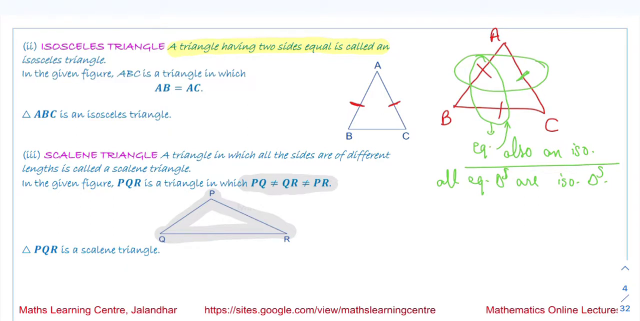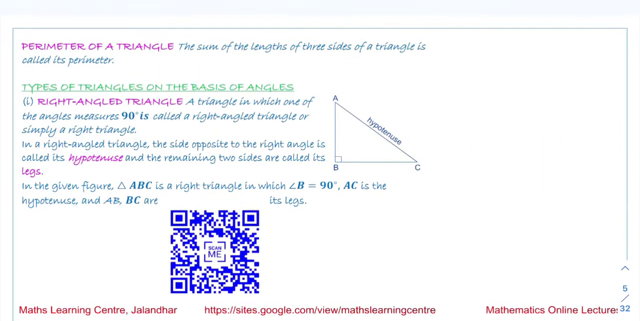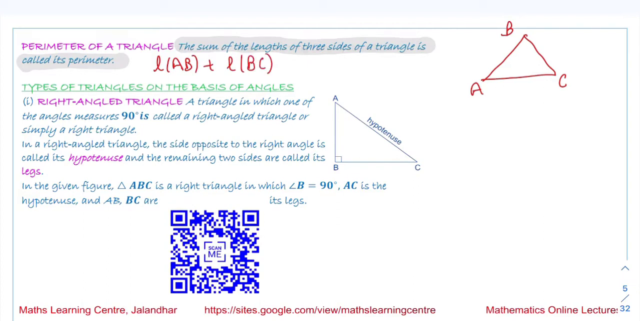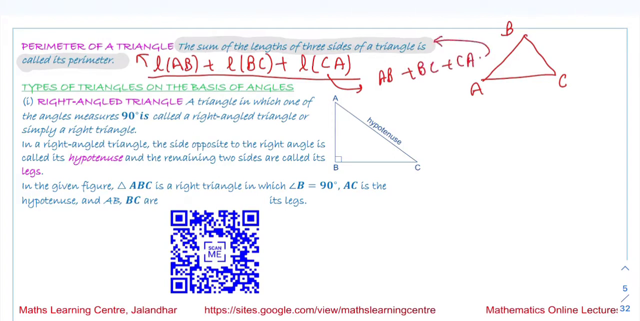Next definition we have is the perimeter of a triangle. The sum of the lengths of the 3 sides of a triangle is called its perimeter. If a triangle ABC is given, the perimeter of the triangle means the length of side AB plus length of side BC plus length of side CA. We do not write length every time. We just write AB plus BC plus CA. That is the perimeter of the triangle.